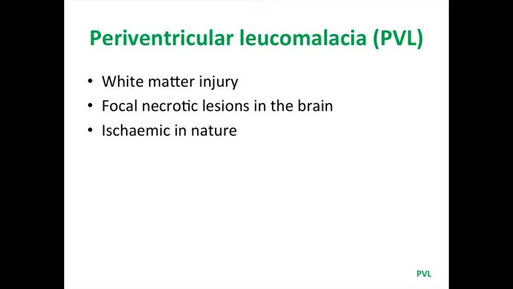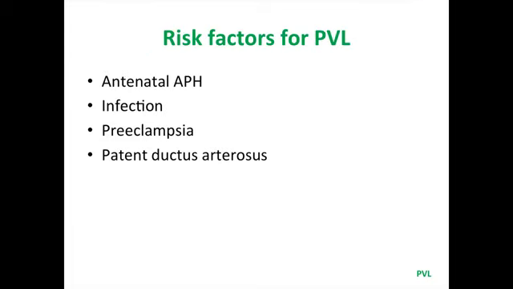Periventricular leukomalacia is white matter injury. This is ischemic in nature, and you end up with focal necrotic lesions in the brain. The risk factors include antenatal antepartum hemorrhage, an infection, preeclampsia, or patent ductus arteriosus. So before we talked about the hemorrhagic lesion of the intraventricular hemorrhage, and now we're talking about the ischemic lesion, PVL.